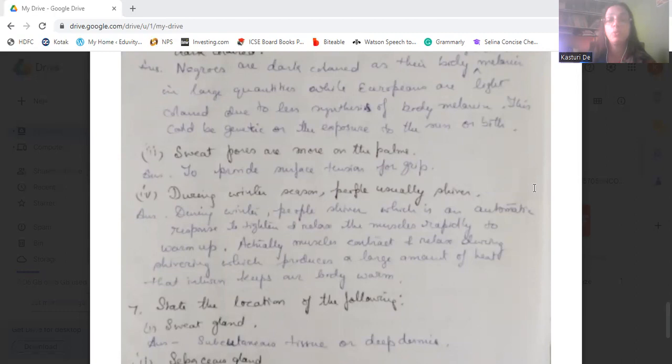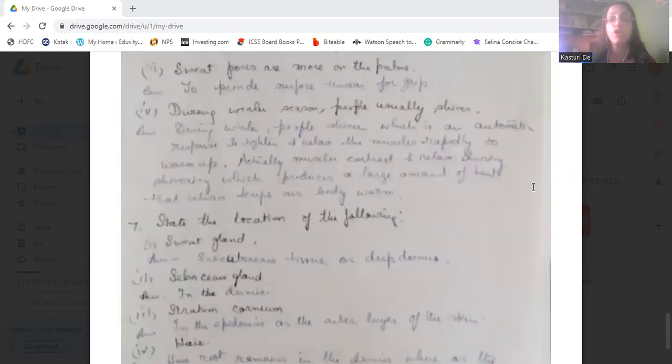Due to the winter season, people usually shiver. Why? Because shivering is an automatic response. When they shiver, there is rapid movement of the muscles; these muscles contract and relax, which produces a large amount of heat and keeps the body warm. That's why people shiver.